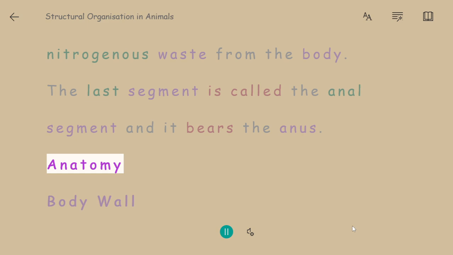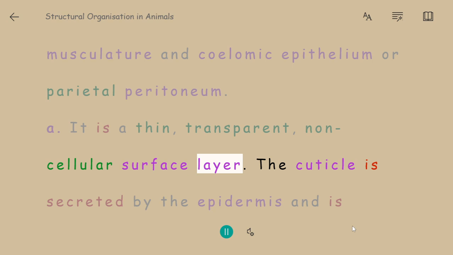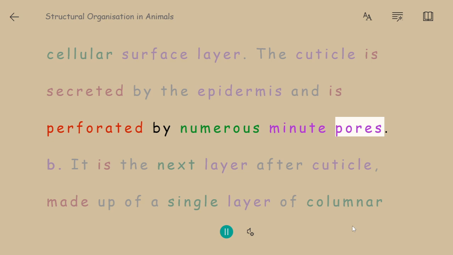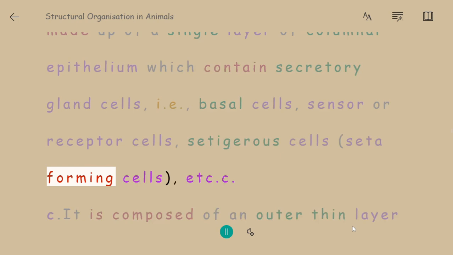Anatomy. Body wall. The body wall of earthworm has four layers, i.e., cuticle, epidermis, musculature, and coelomic epithelium or parietal peritoneum. A. Cuticle: it is a thin, transparent, non-cellular surface layer. The cuticle is secreted by the epidermis and is perforated by numerous minute pores. B. Epidermis: it is the next layer after cuticle, made up of a single layer of columnar epithelium which contains secretory gland cells, i.e., basal cells, sensory or receptor cells, setigerous cells, seta-forming cells, etc.